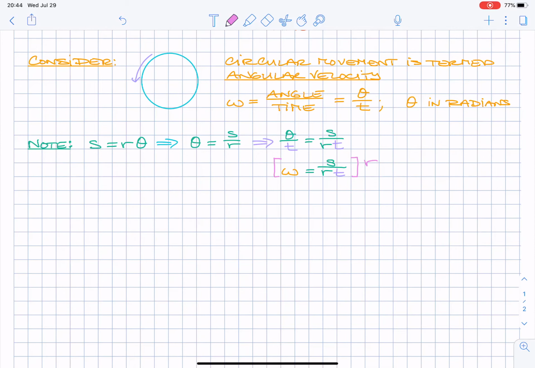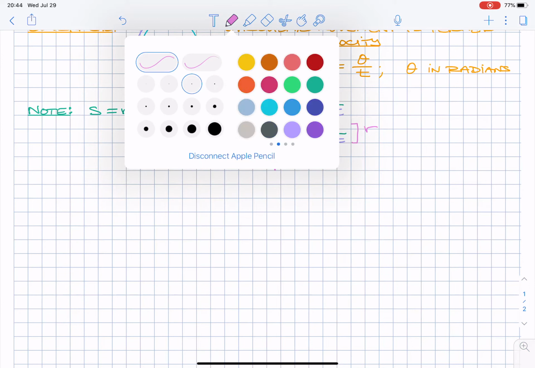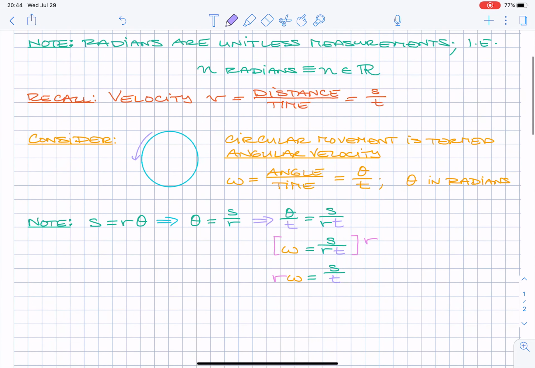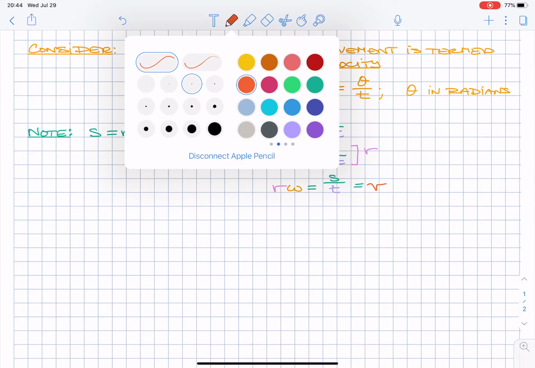And there's a reason I'm doing this. So I've got r omega on the left. R omega on the left is equivalent to the r's reduce on the right, and I'm left with s over t. Okay, well, did that help me at all? Well, what is s over t? S over t is velocity v. So that's just velocity v. So r omega, radius times angular velocity, is the same as linear velocity.